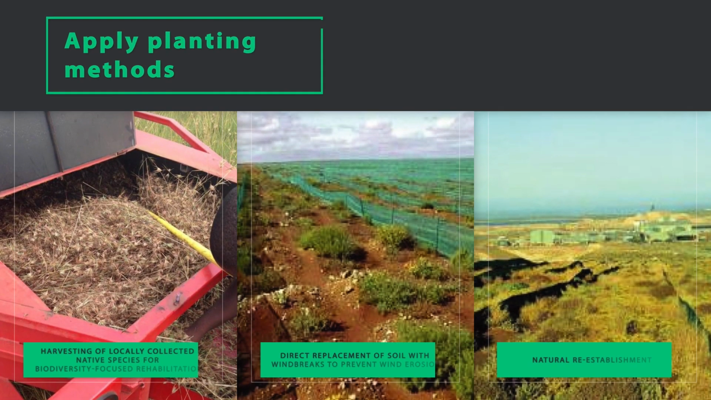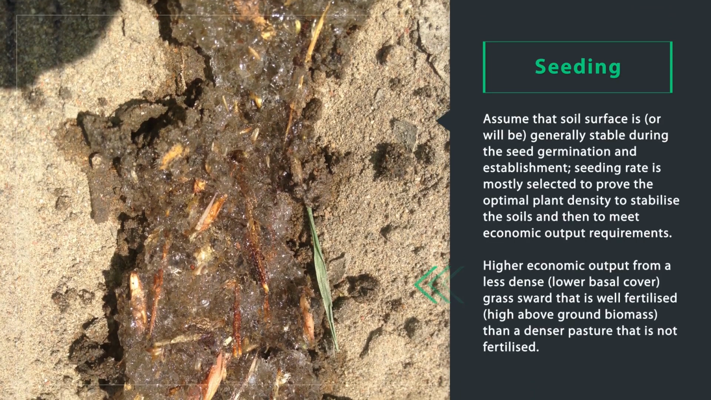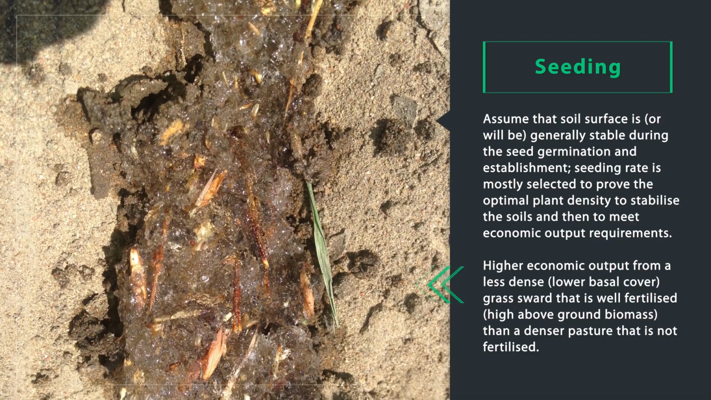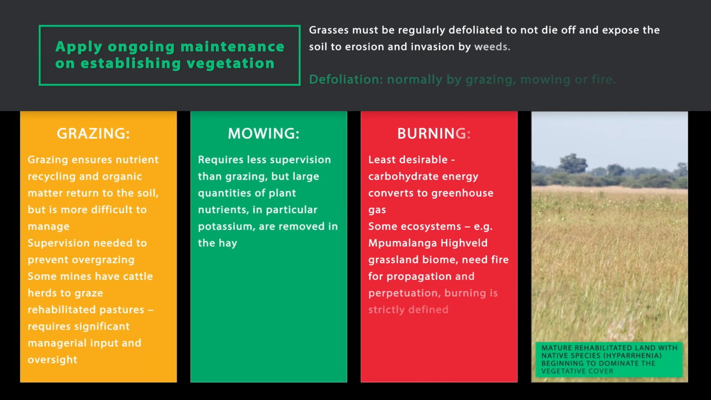Apply planting methods best suited for the surface landform profile and species selected. Apply appropriate sowing and planting rates. Apply ongoing maintenance on establishing vegetation.